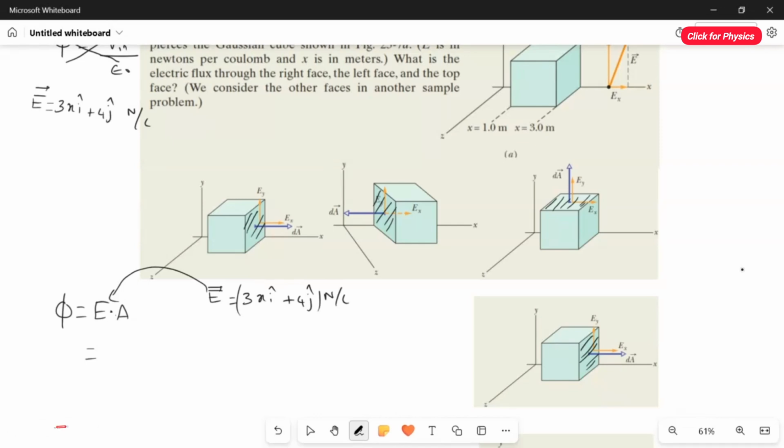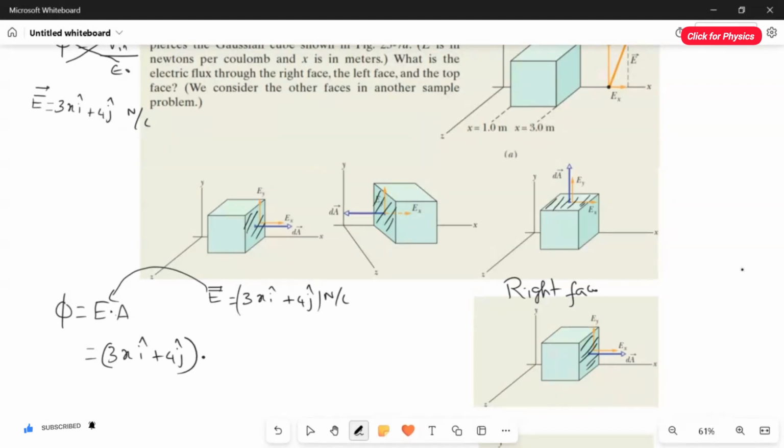I'm going to substitute this one here, and this is E dot A, right? So E dot A is nothing but EA cosine theta, but I'm not going to use the angle here. So we just use E dot A. So I'm going to write the electric field vector equation, which is 3x i cap plus 4j cap, and this is the dot product with the area vector. The area vector is very, very important because we are going to consider the right face. Am I right? So this is the right face of the Gaussian cube. Here you can see this is the area vector of the right face, and it is exactly pointing towards the positive direction of x. So we have to mention it with the unit vector i cap.